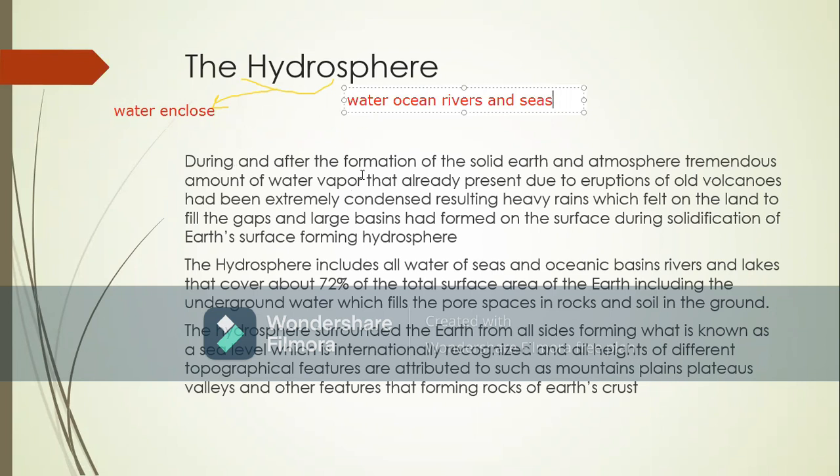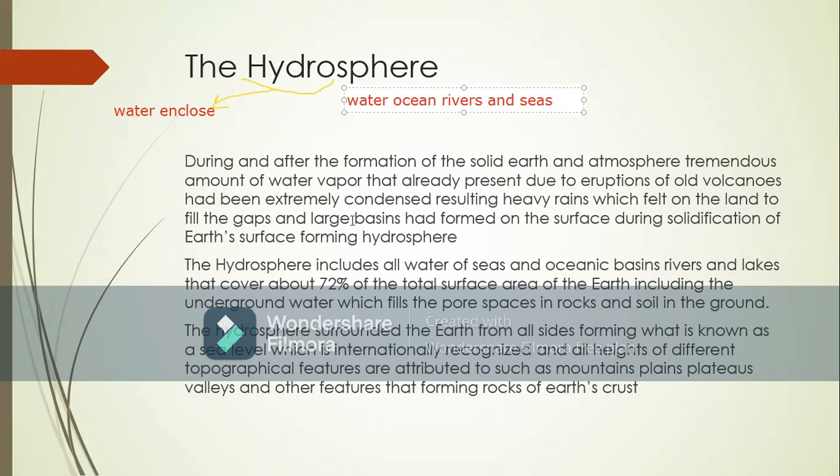During and after the formation of the solid earth and atmosphere, a tremendous amount of water vapor that was already present due to the eruption of old volcanoes was extensively condensed, resulting in heavy rains which fell on the land to fill the gaps, and large basins had formed on the surface during the solidification of the Earth's surface, forming the hydrosphere.